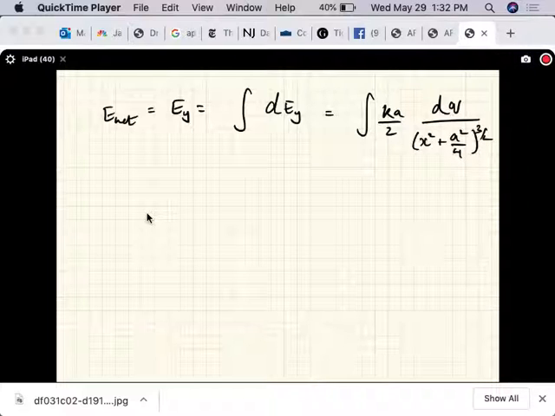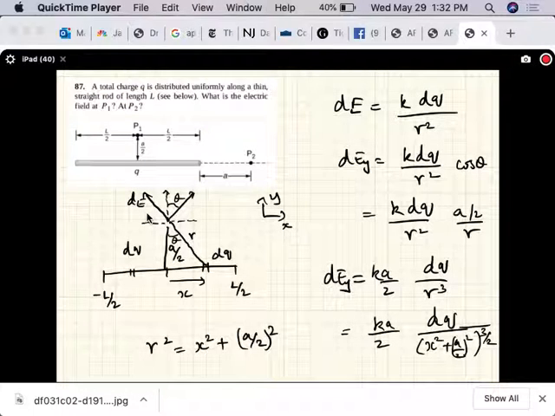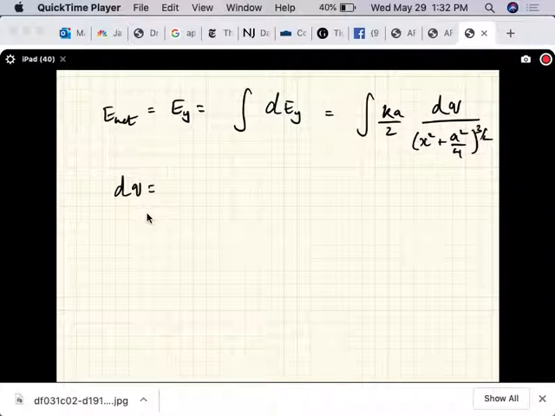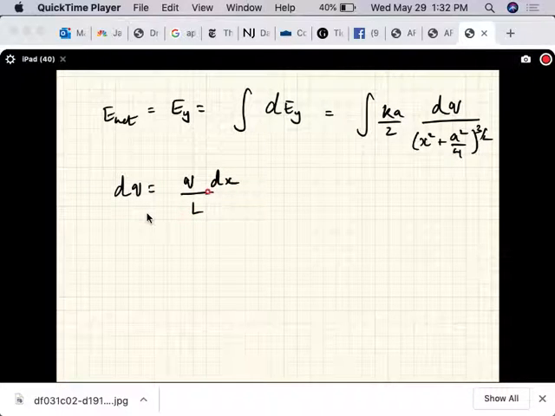Now dq is, okay, so a total charge of q. Here's q. So dq, the charge on this piece, let's say the length of this piece is dx, so dq is q divided by L times dx. The length of that piece is dx, the total length is L, so that's the fractional length, and the fractional length times the total charge gives you the charge on that little piece. Okay.